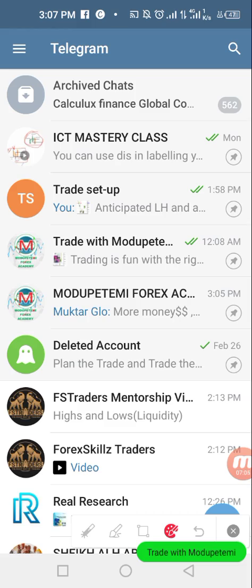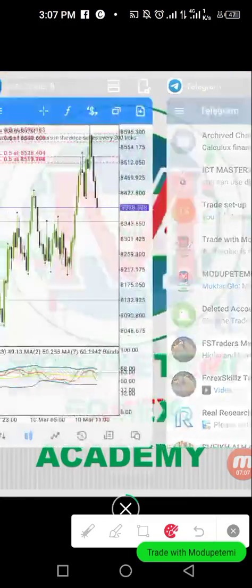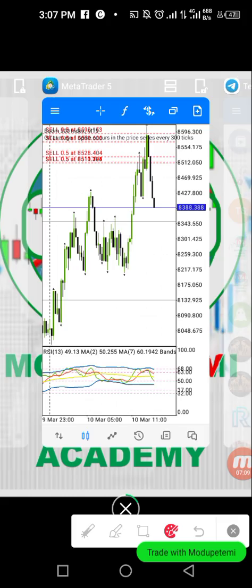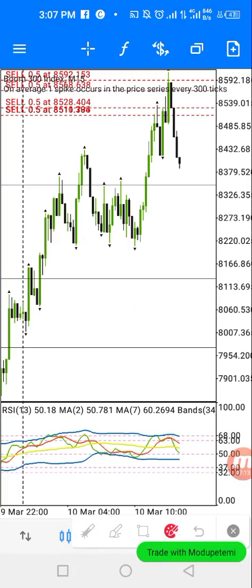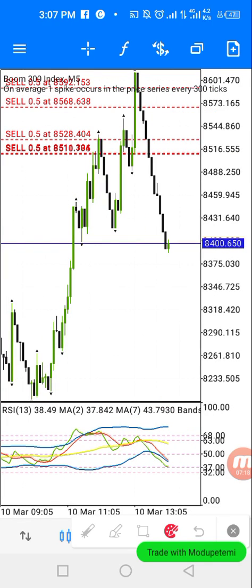So your normal price action still applies. So guys, just take your time very well and backtest very well, right?